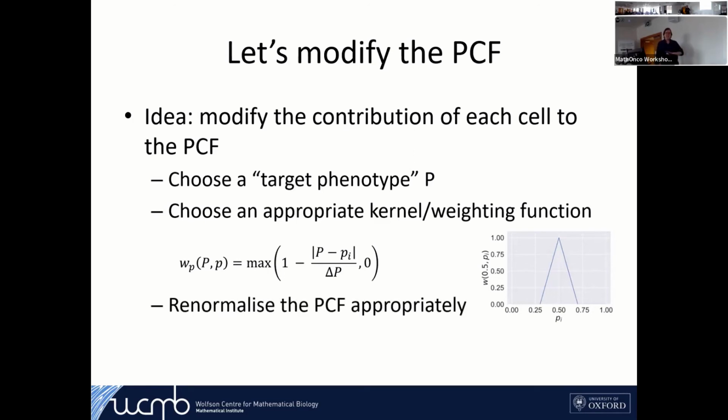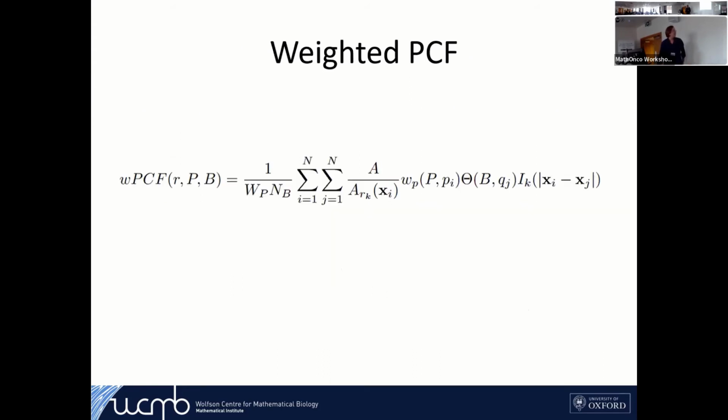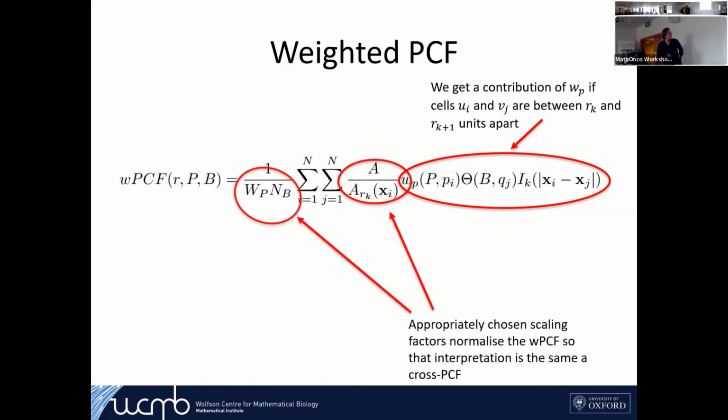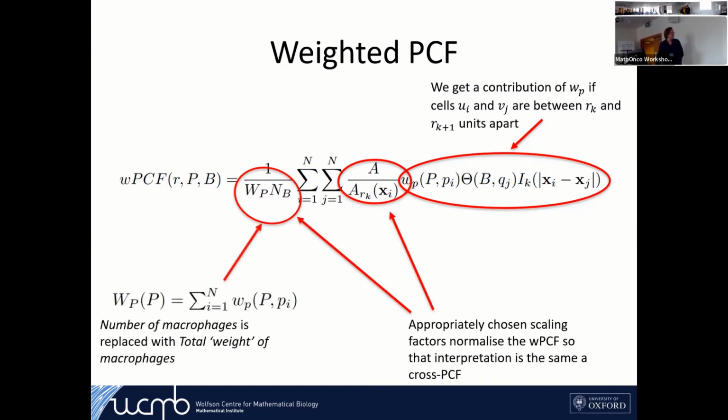So I'm going to weight the contribution of every macrophage according to how close it is to my target value P. And then I'm going to renormalize the pair correlation function according to that. And that ends up looking something like this, which basically has the same structure. We're counting our cells if they're between these R units, but we're weighting it according to this W. And then we're no longer dividing by the number of macrophages. We're dividing by the total amount of macrophages that are matching this value.